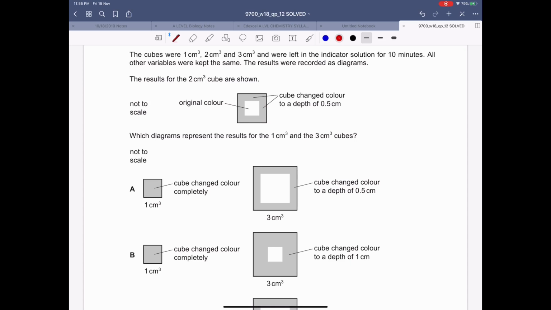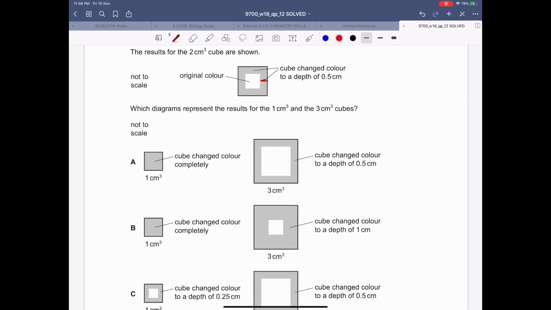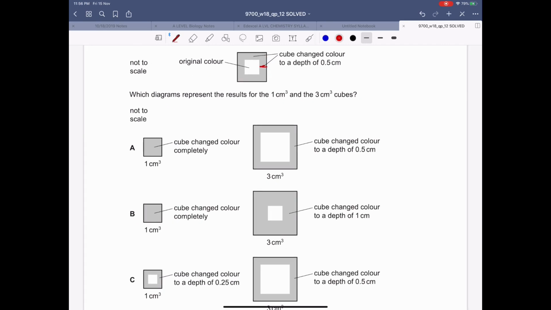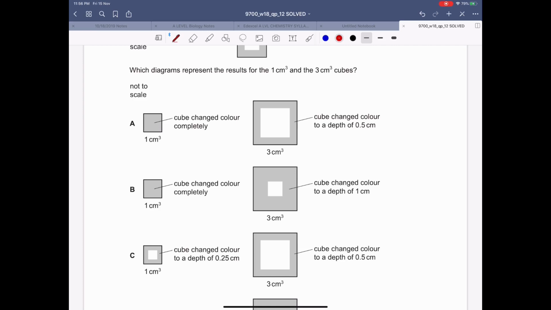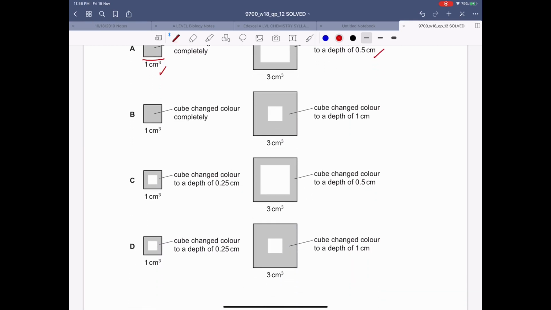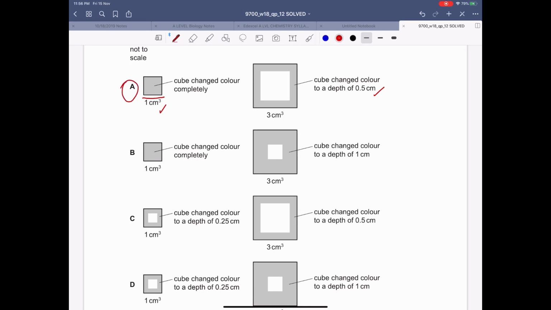So in a 2 cm cube, we can see that a depth of 0.5 centimeter has been penetrated, which represents the results for 1 cm cube and 3 cm cubes, not to scale. So now one thing I can say is that it has to be a depth of 0.5 centimeter for both. Now since it is a 1 cm cube, there is a 1 cm length in here, so 0.5 would be a complete. So according to my best judgment, A would be the correct answer, since 0.5 cm from both sides would just simply cover up the entire structure.